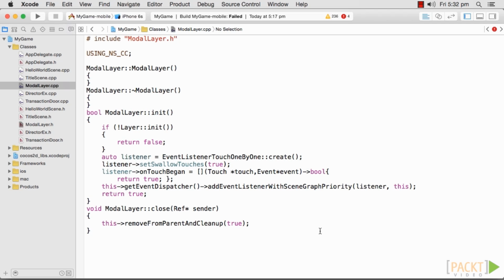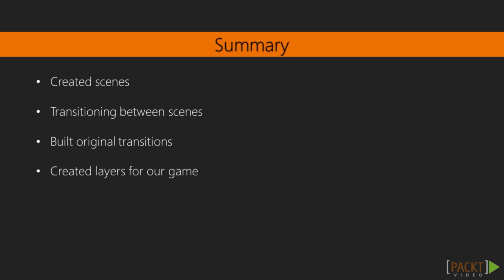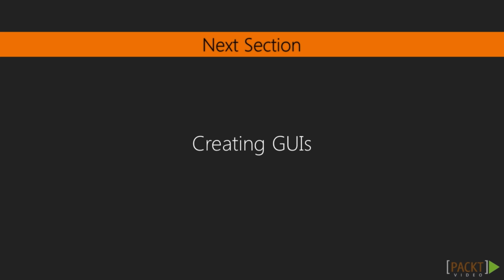Excellent! With this, we've reached the end of this section. In this section, we have created scenes. After that, we saw transitioning between scenes, then created our original transitions, and finally created layers for our game. We're slowly building our game. Nice! In the next section, we'll start building the user interface.